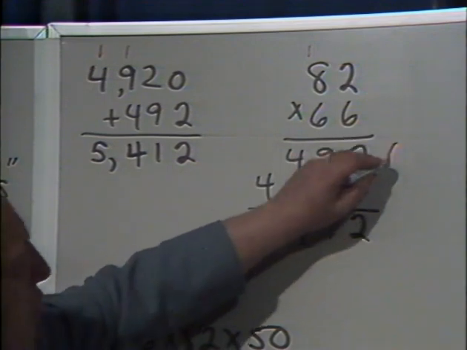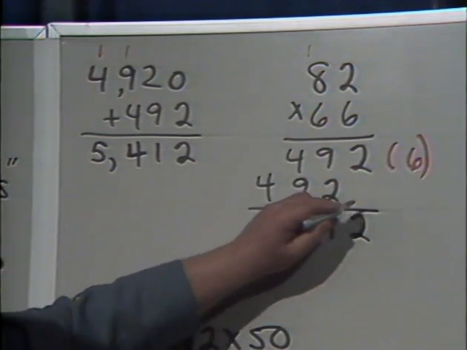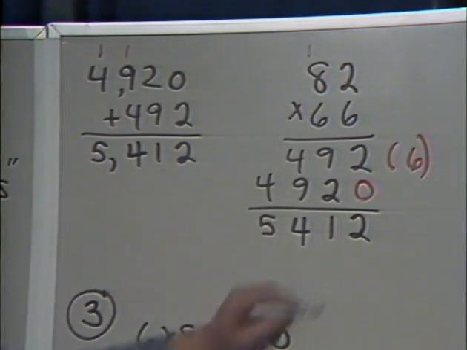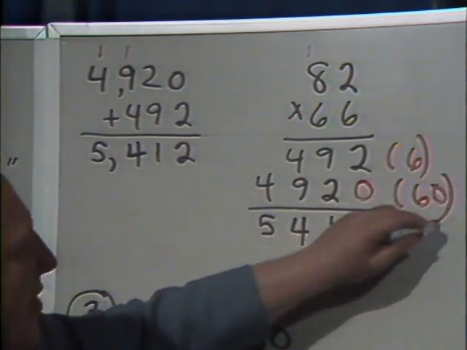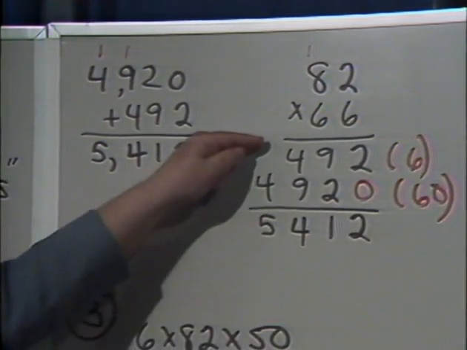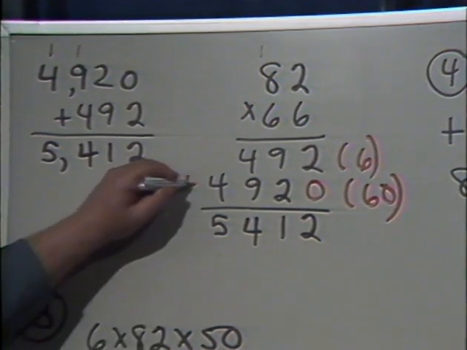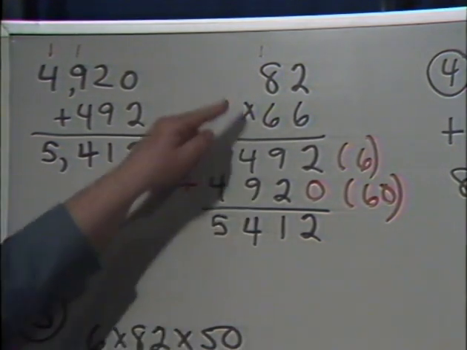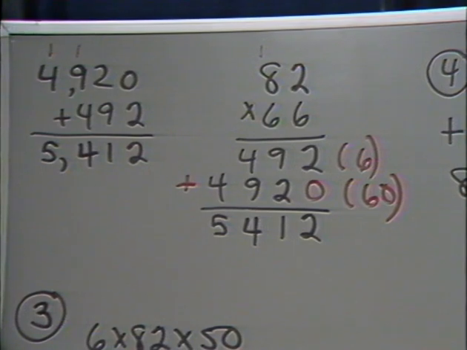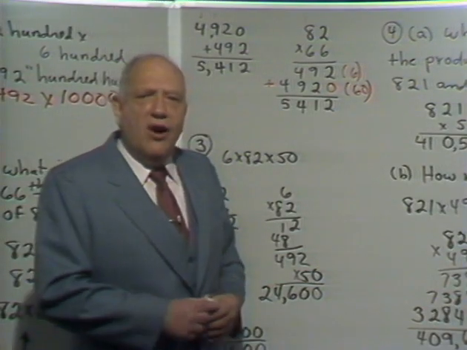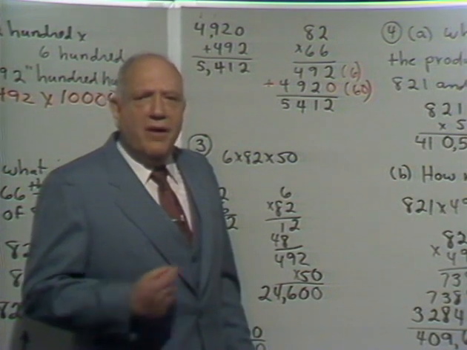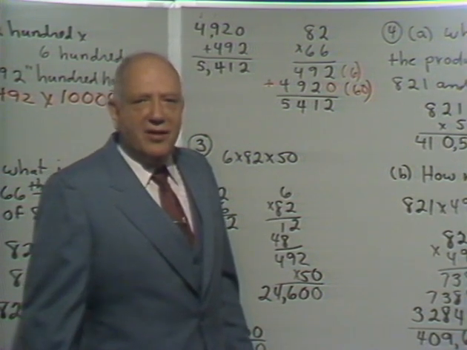And again, keep in mind what this is. This 6 is 6 ones. By putting the 2 over here, that puts a 0 here. That gives me the 60th multiple. You see the 492 and the 4,920 again? And now what do we do? Just add them up. In other words, this is simply a different language, a more mechanized language, a more compact language for doing the same problem that we did equivalently just a few minutes ago.